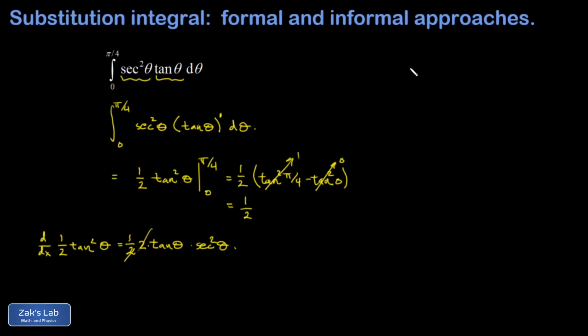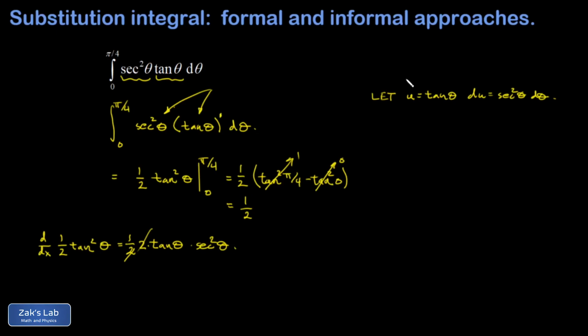What about the formal approach to this problem? I still have to recognize that I'm looking at some kind of a function next to the derivative of the interior function. In other words, if I go back to this step, I recognize it as tangent to the first power sitting next to the derivative of the tangent function. So I'm going to let u be equal to that inner function, tangent theta, and then du is secant squared theta d theta. And I'm going to take the approach of just transforming the limits of integration in terms of u in this example.